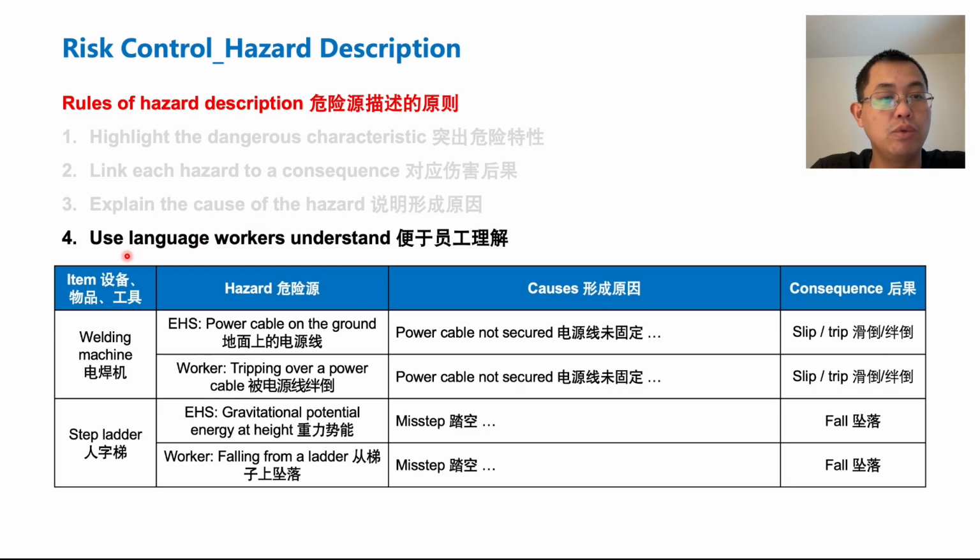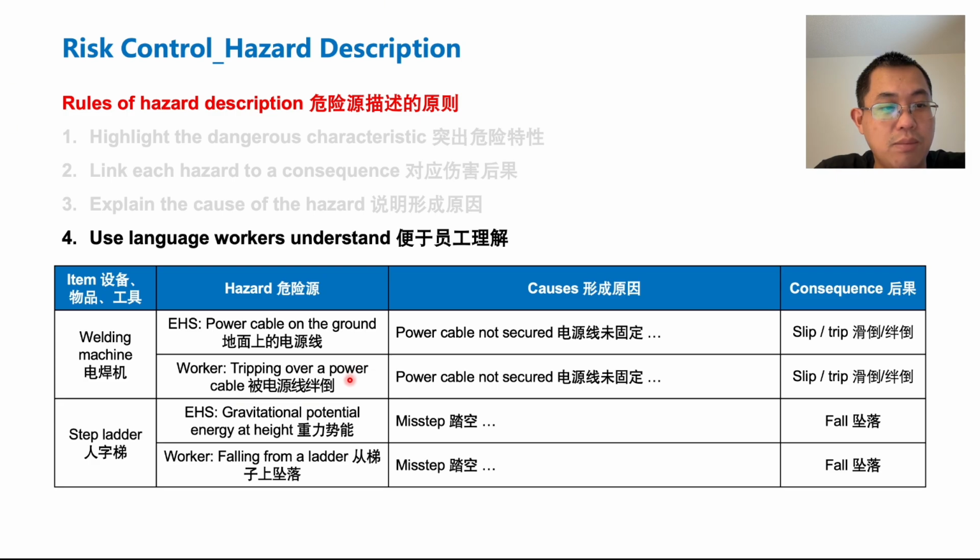The last rule is to describe the hazard in a way that is easier for workers to understand. As long as they can understand it, that's what matters the most. So, for example, when we identified the hazard about the welding machine, one item is a power cable on the ground. But I think some workers might describe the hazard like this: tripping over a power cable. Though this might sound more like a consequence, it actually describes the same dangerous condition as the one above. And more importantly, it's much easier for workers to understand.